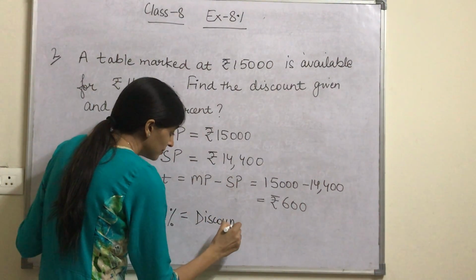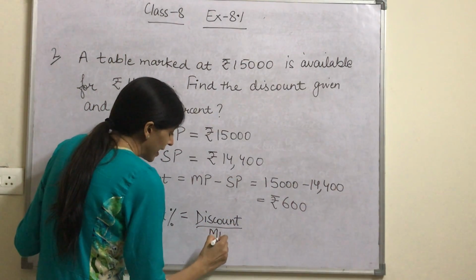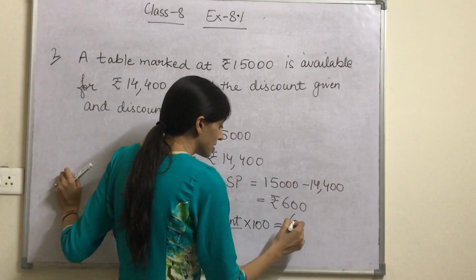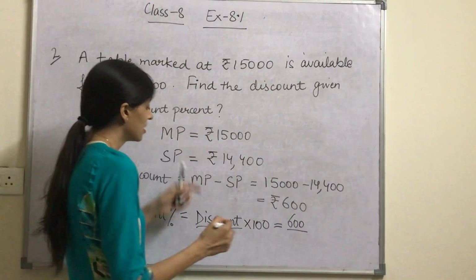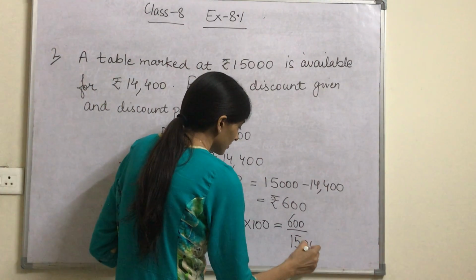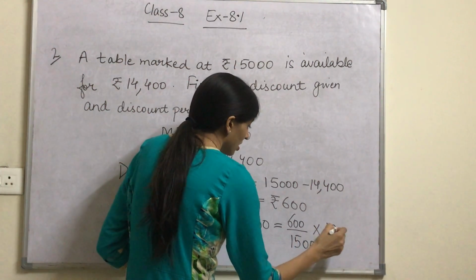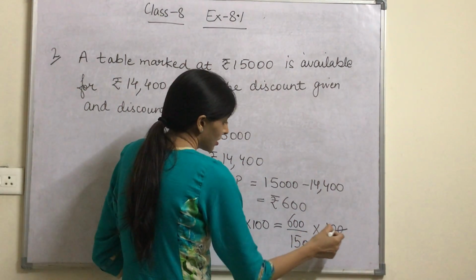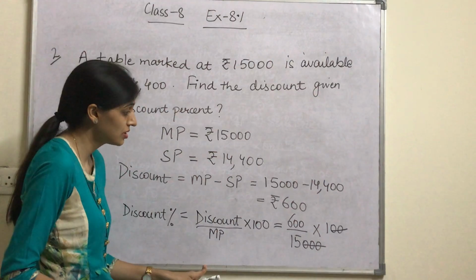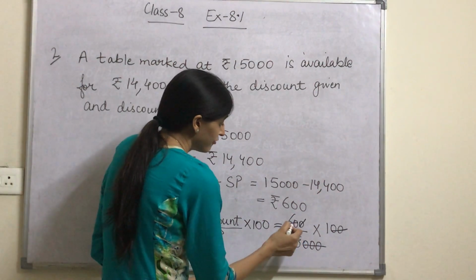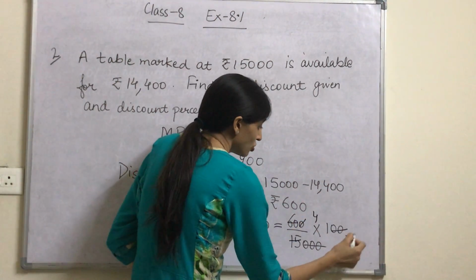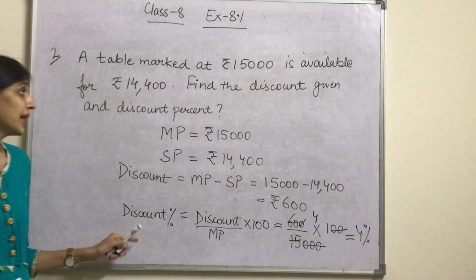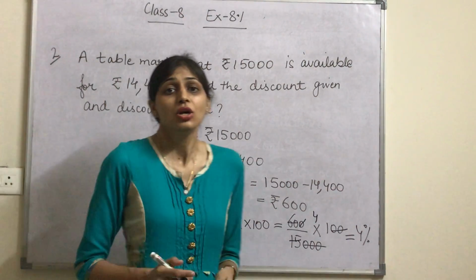Discount upon mark price into 100. What is the discount? 600. What is the mark price? 15,000 into 100. These three zeros cut down with these three zeros, and 15 fours are 60. So 4% is your discount percent, right? So in this way you can do this question.